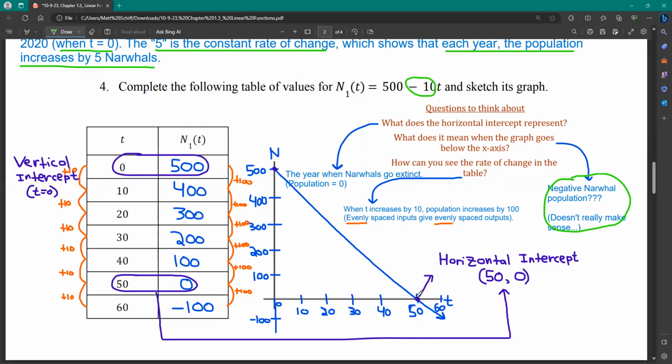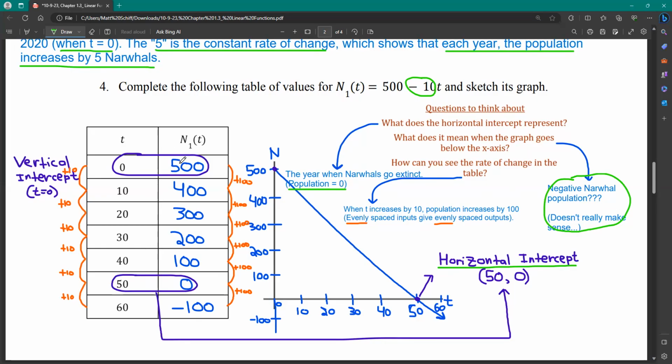The graph will, however, realistically hit the t-axis. So it may not go through it, but it will hit it. And this is called the horizontal intercept. It's essentially when the population equals 0. The narwhals have gone extinct. So that's what the horizontal intercept means. You may know it as the x-intercept, but in modeling problems, it's not always x. It could be t. So in general, it's the horizontal intercept. It's that input value that makes the output, or in this case, population, equal 0.